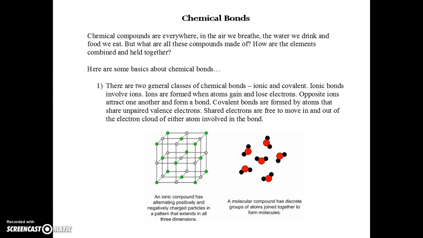The other type of bonds are covalent bonds. These types of bonds are formed when atoms share their single valence electrons. This is why it's important to know how the structure of the valence electrons is established in any element. These types of compounds are referred to as molecular compounds. Water would be one example.